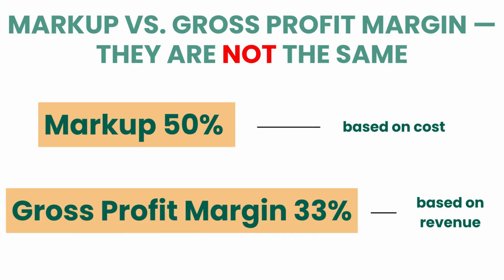So why aren't these two numbers the same? It is because markup is based on cost, but your gross profit margin is based on revenue. Two completely different bases give you two completely different percentages.